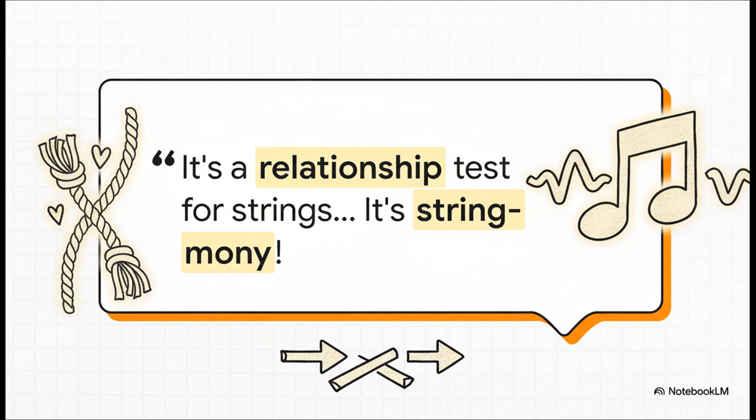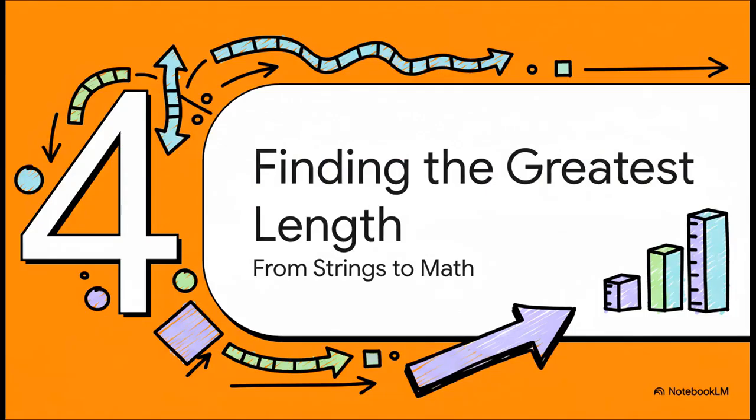Ah, I get it. So if two strings are made of the same stuff, they get along no matter who goes first. You could say it's stringmony. Okay, that's a brilliant trick, Mick. So if string 1 plus string 2 equals string 2 plus string 1, we know a common divisor exists.